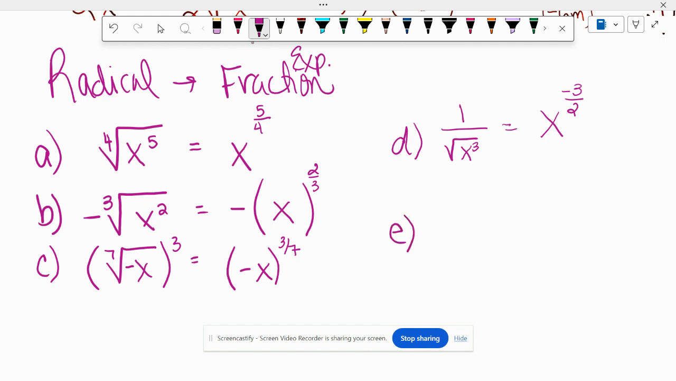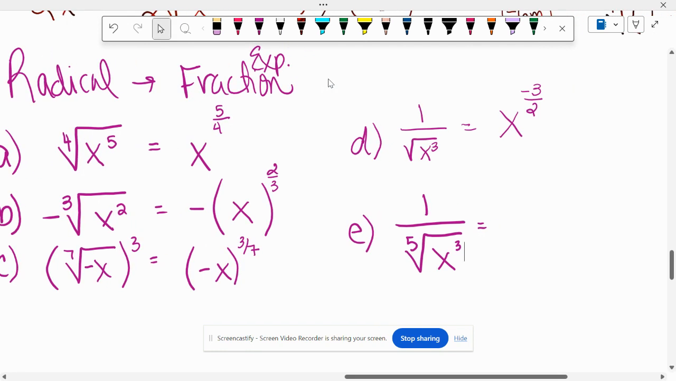Last example here, example E, 1 over the 5th root of x cubed. So because my radical's in the denominator, I know that my exponent's going to be negative. Okay, so this is x to the, what's the power? Negative 3/5. Good job.